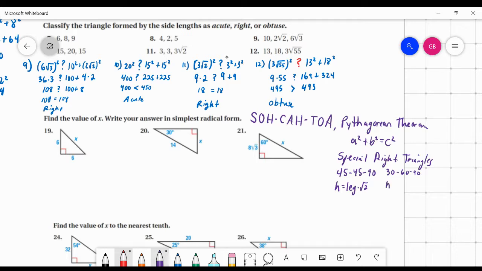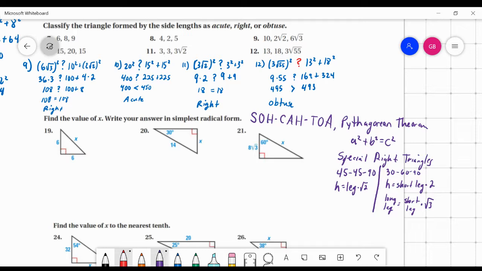where the hypotenuse is the short leg times 2, and the long leg is the short leg times the square root of 3. Okay. So all of these you can use when you have a right triangle.